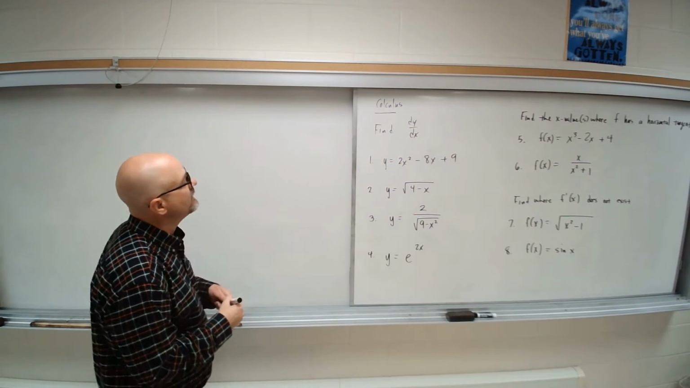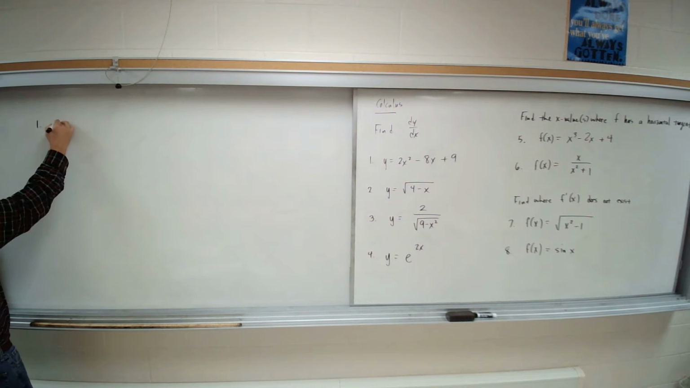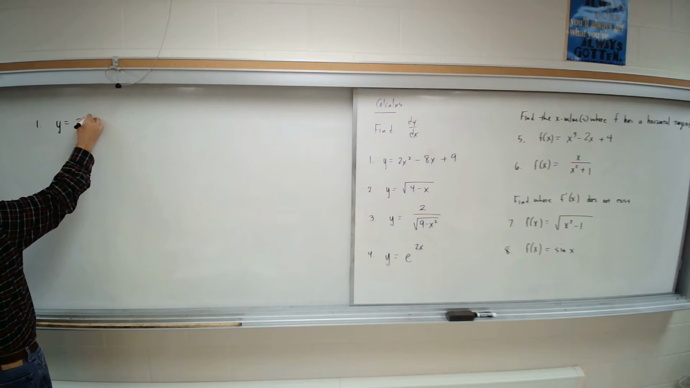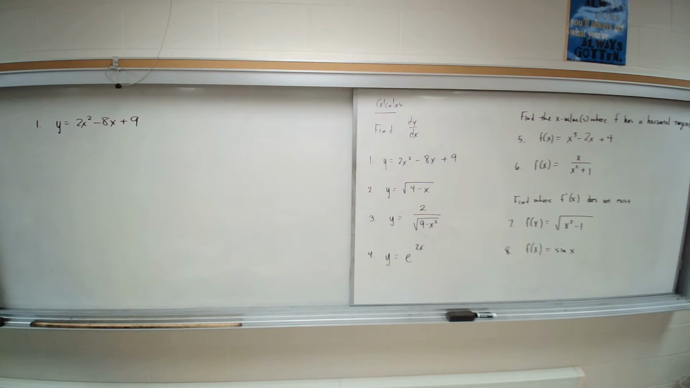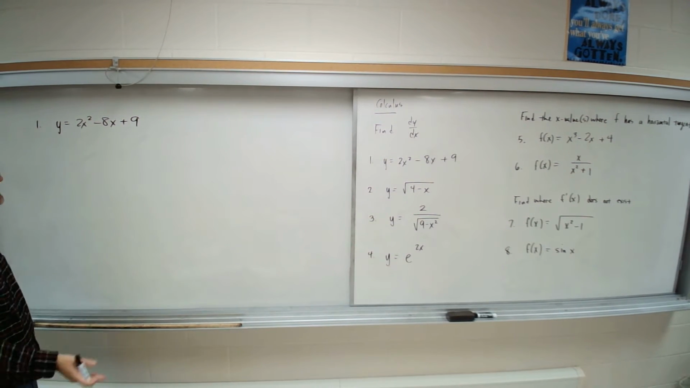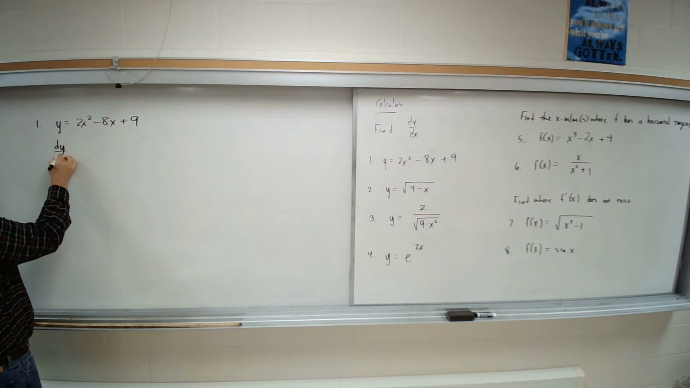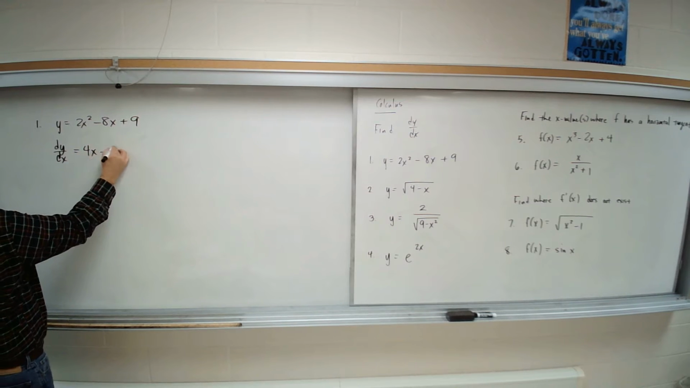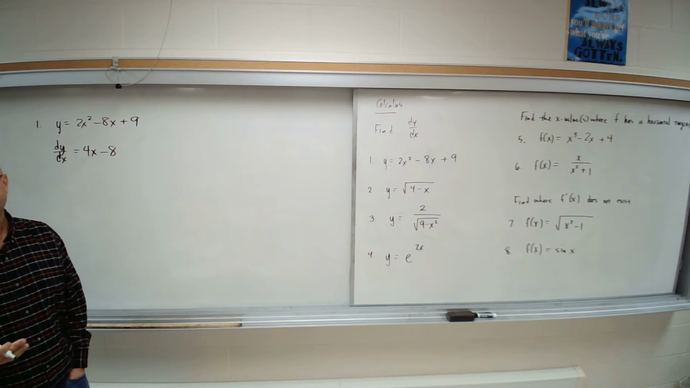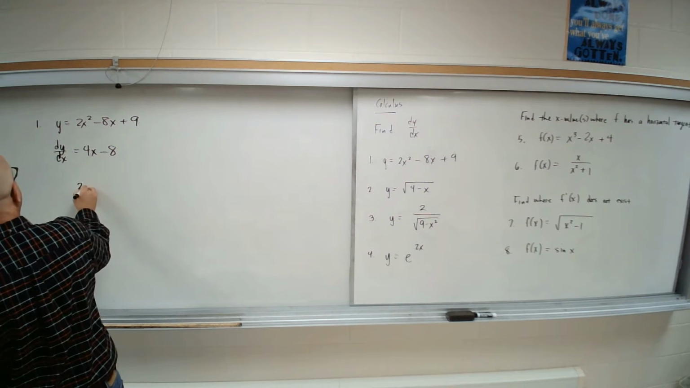So the first one, we're just asked to find the derivative, right? We have y equals 2x squared minus 8x plus 9. Walking around, I think you all had this one, right? So we could say dy over dx, or you could say y prime. We're going to get 4x minus 8. Good? All right, got it. Let's do the second one here.